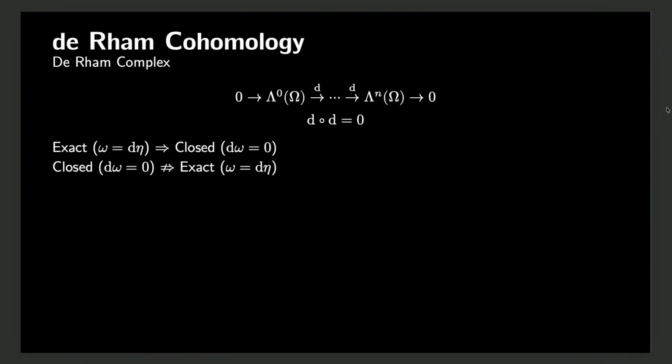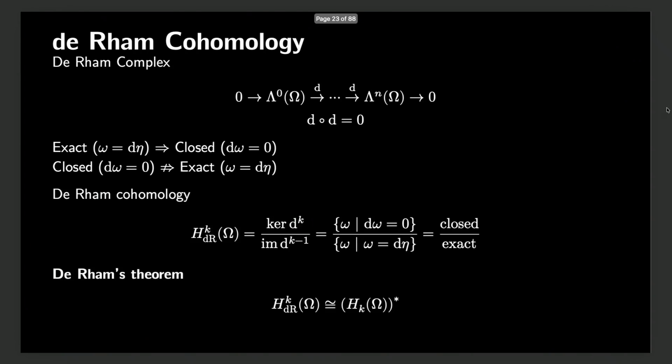Just to restate what de Rham cohomology is about: we have our de Rham complex connecting the different differential form spaces with the exterior derivative, and the complex property that applying the exterior derivative twice gives 0. This is a statement that all exact forms, all forms in the image of the exterior derivative, are closed, so they have 0 exterior derivative themselves. But the other direction is not necessarily true. Not all closed forms are exact, and the failures of this are exactly witnesses of the holes of the domain.